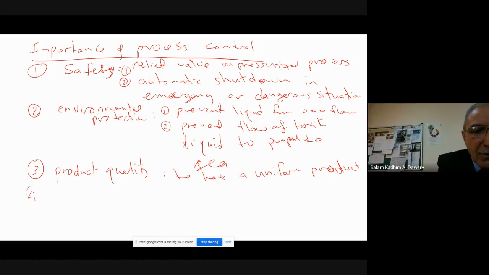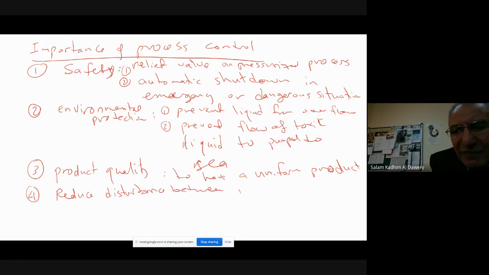Fourth, reduce disturbances between integrated processes, between integrated systems.